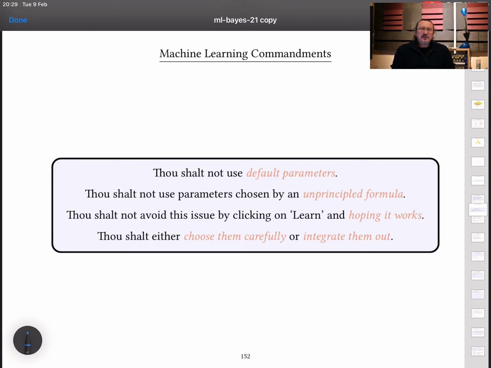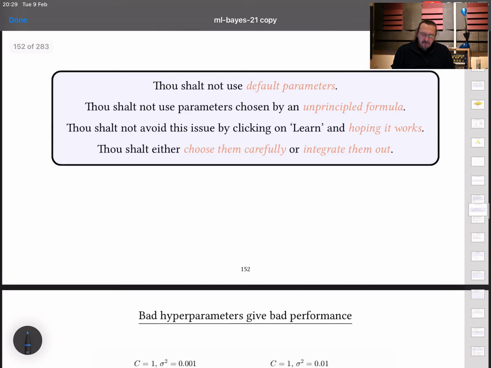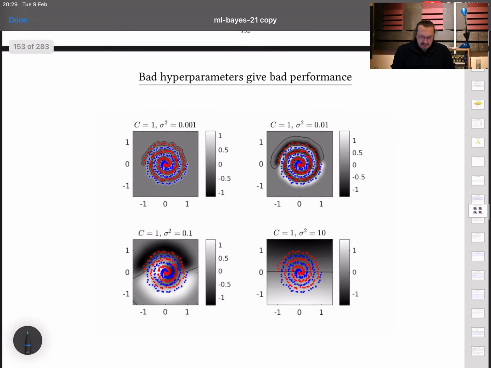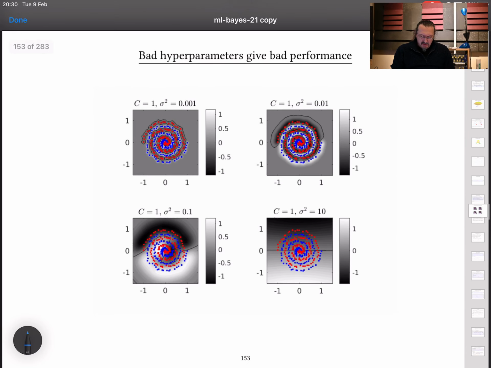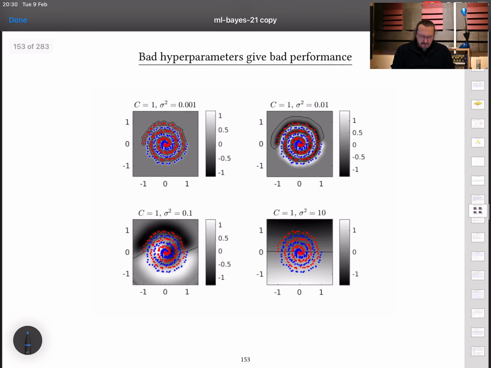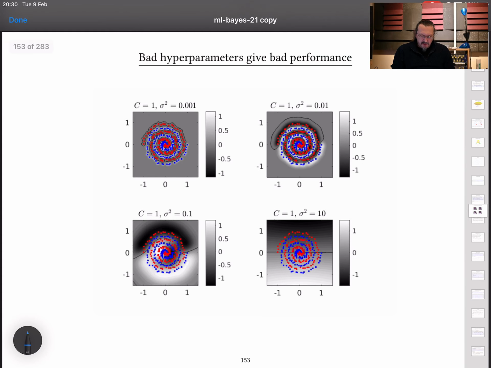That's a less common way of dealing with them, so I'm not going to talk about that until a little bit later on in the course. The key point here is you need to choose these things carefully, and now I'm going to give you an illustration of exactly how critical this can be. This is the example that I showed earlier in the lecture for a support vector machine being trained to solve this problem with two interlocking spirals forming the two classes.